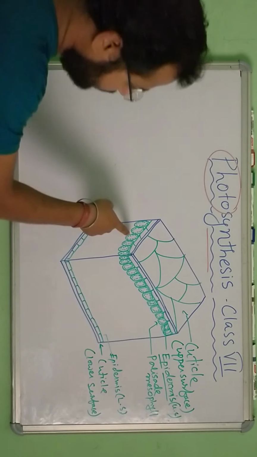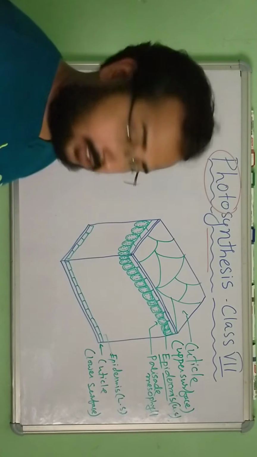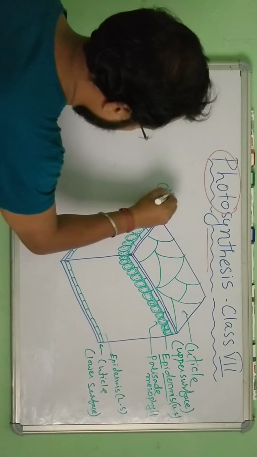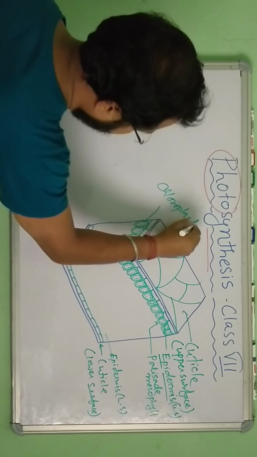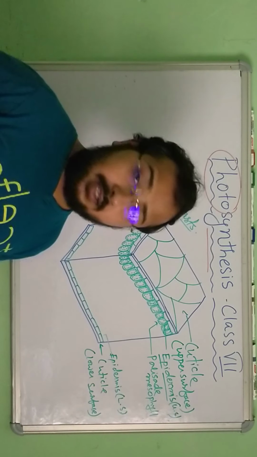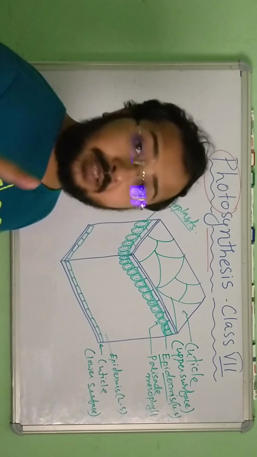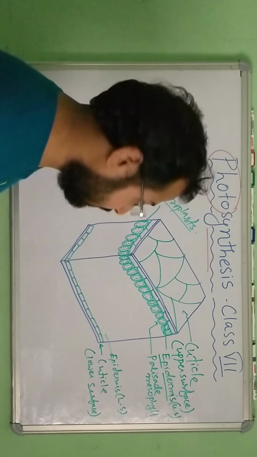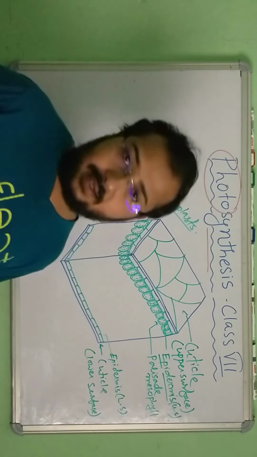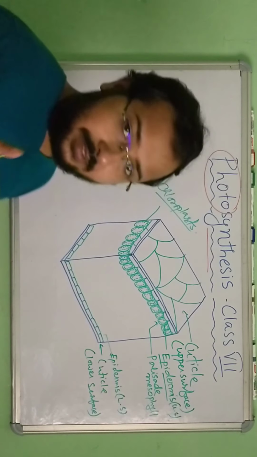Now see, I have given some dots inside the palisade mesophyll cells. What are these? Let me label it. These dots are nothing but chloroplasts. We already know what chloroplasts are, right? The plastids where, inside each of these chloroplasts, chlorophyll pigments are present. You should not forget these points. These are the cells where chloroplasts are present, and where the solar energy is trapped or absorbed, because chlorophyll is present there.